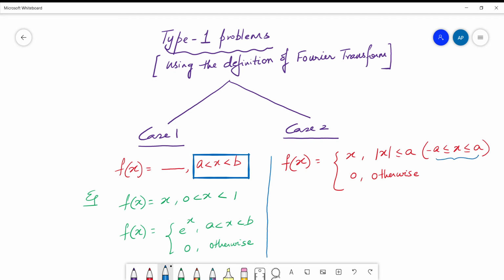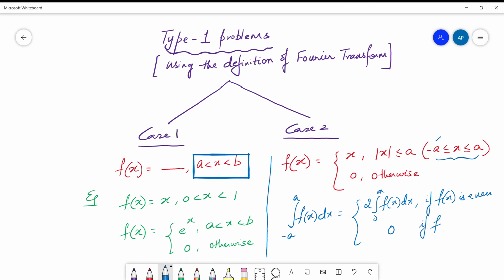Of course, these case 2 problems can also be done applying the direct definition, but since I have a negative value, I would like to use the property of definite integrals. As we are all aware that integral minus a to a f of x dx is defined as 2 times integral 0 to a f of x dx if the function is an even function. So if f of x is an even function, it can be written as 2 times, and it is 0 if f of x is odd.